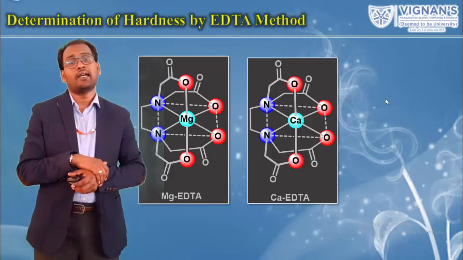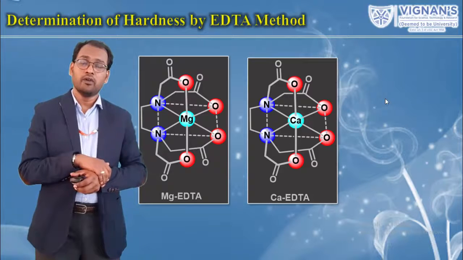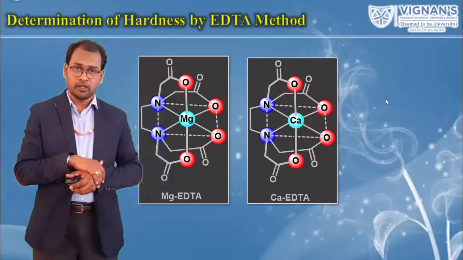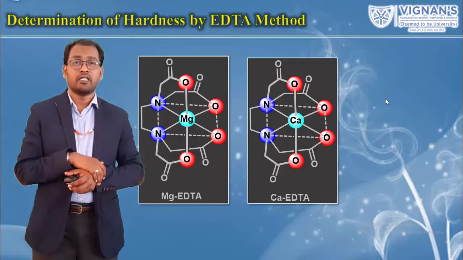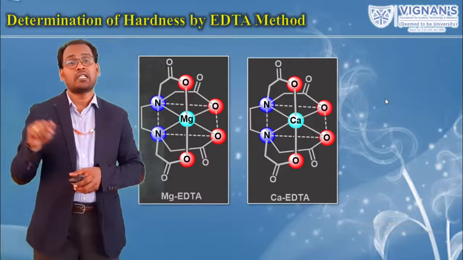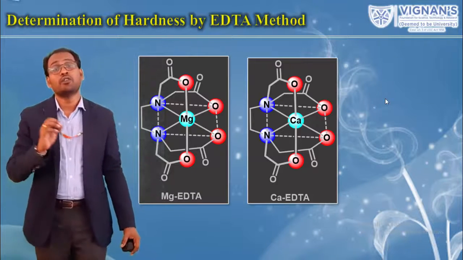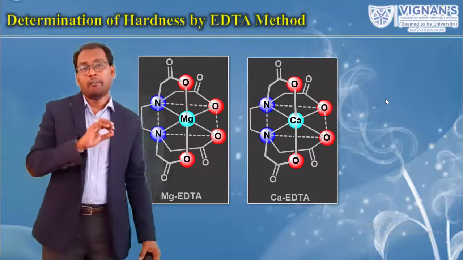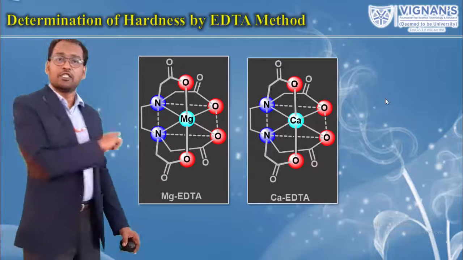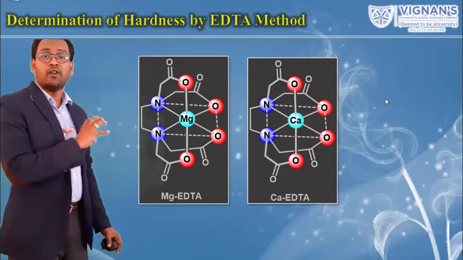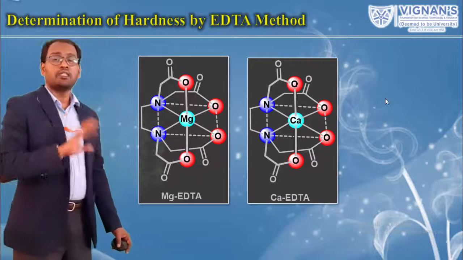EDTA is ethylene diamine tetraacetic acid. These 4 acetic acid groups will give you 4 lone pairs of electrons from oxygen, and the 2 nitrogen atoms have a lone pair each, so there will be 2. So altogether 6 lone pairs of electrons will be used to form a complex when a metal comes in contact with it. The structure of that complex is shown here, where the metal atom will be at the center and all the complexing groups are around this metal.